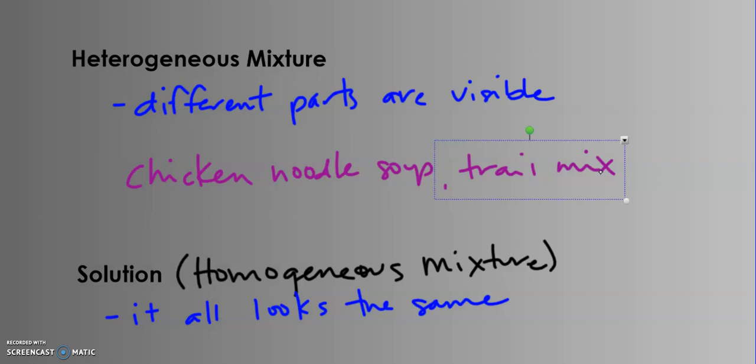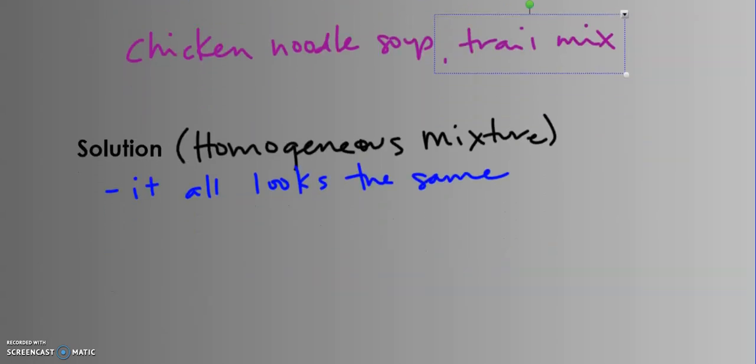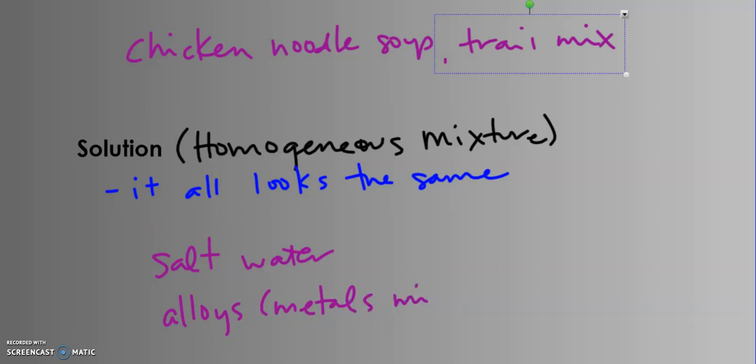A solution, if it all looks the same, this would be something like salt water. Right? We talked about table salt as a compound. Water would be a compound, right? H2O. If you mix them together, the salt dissolves and it all looks the same. It's a solution. Kool-Aid would be a solution. Alloys would be a solution. Alloys are metals that are mixed together, like steel or bronze.